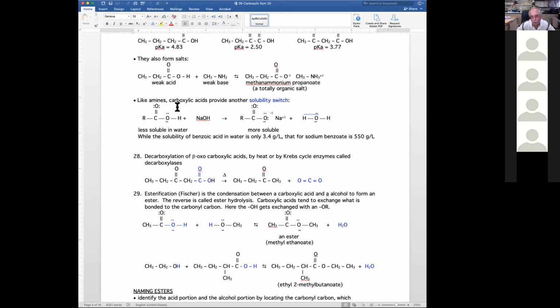And like amines, carboxylic acids provide another solubility switch. So the protonated form is less soluble in water, but if I ionize it, then it becomes more soluble in water.